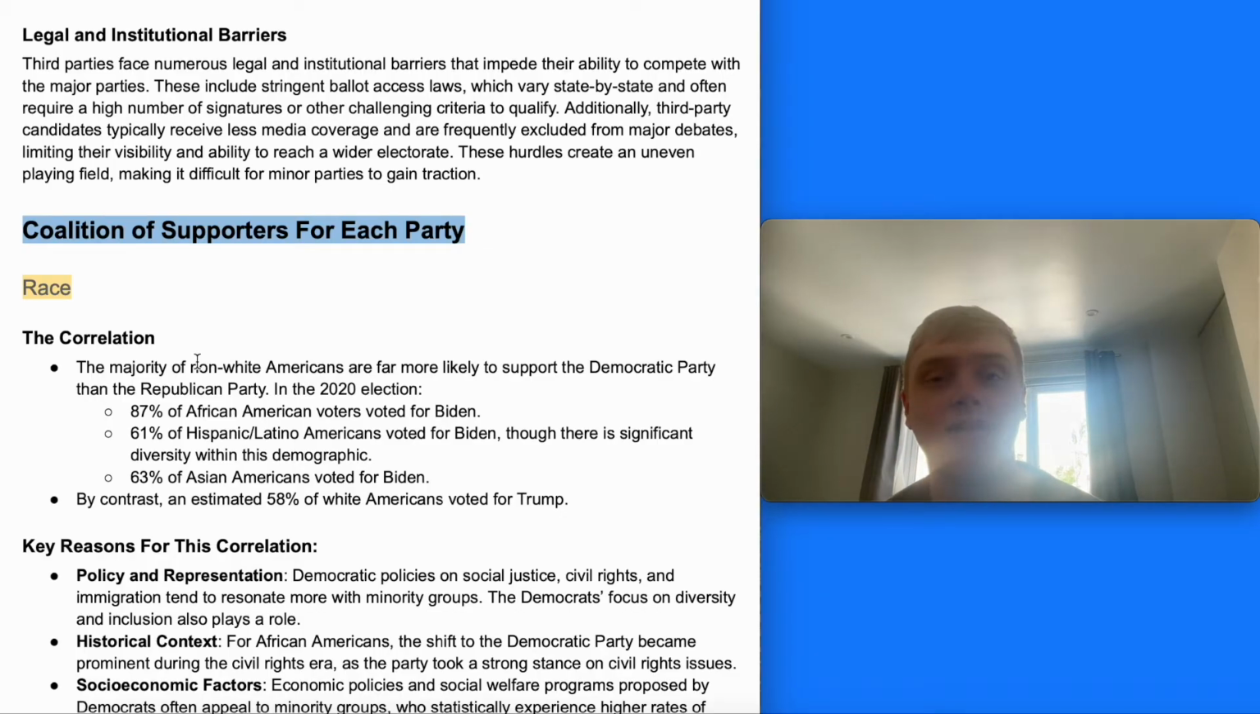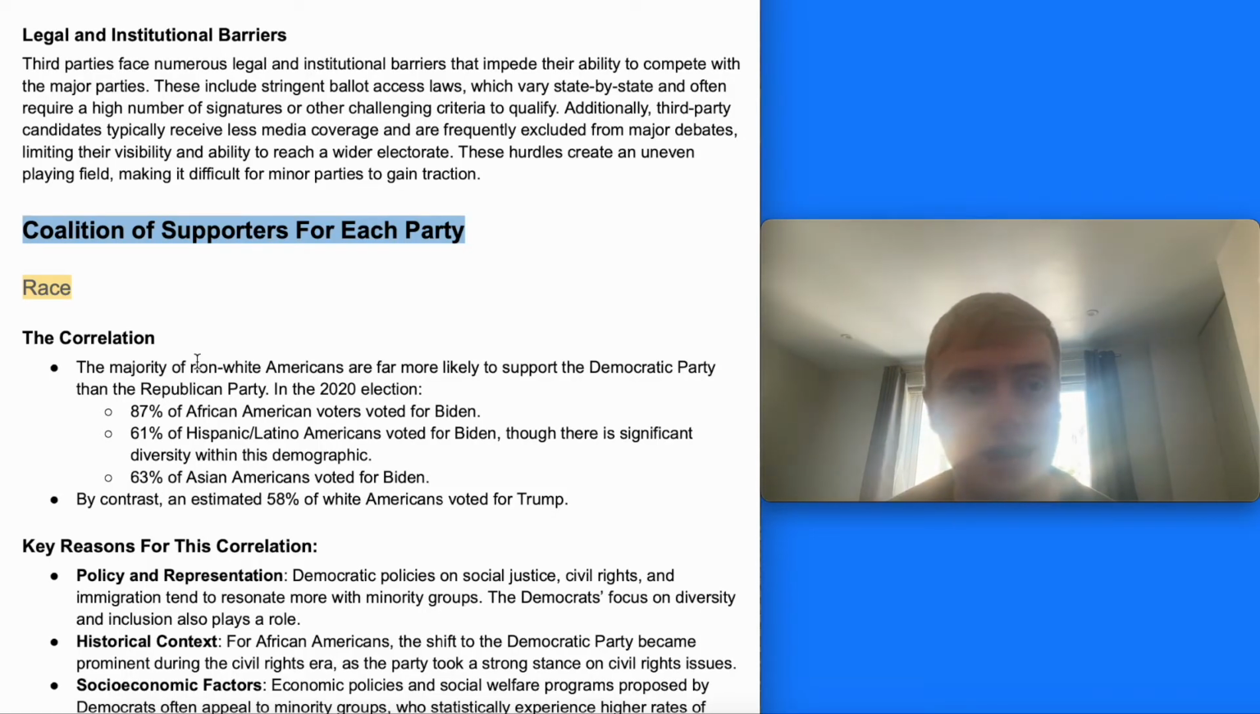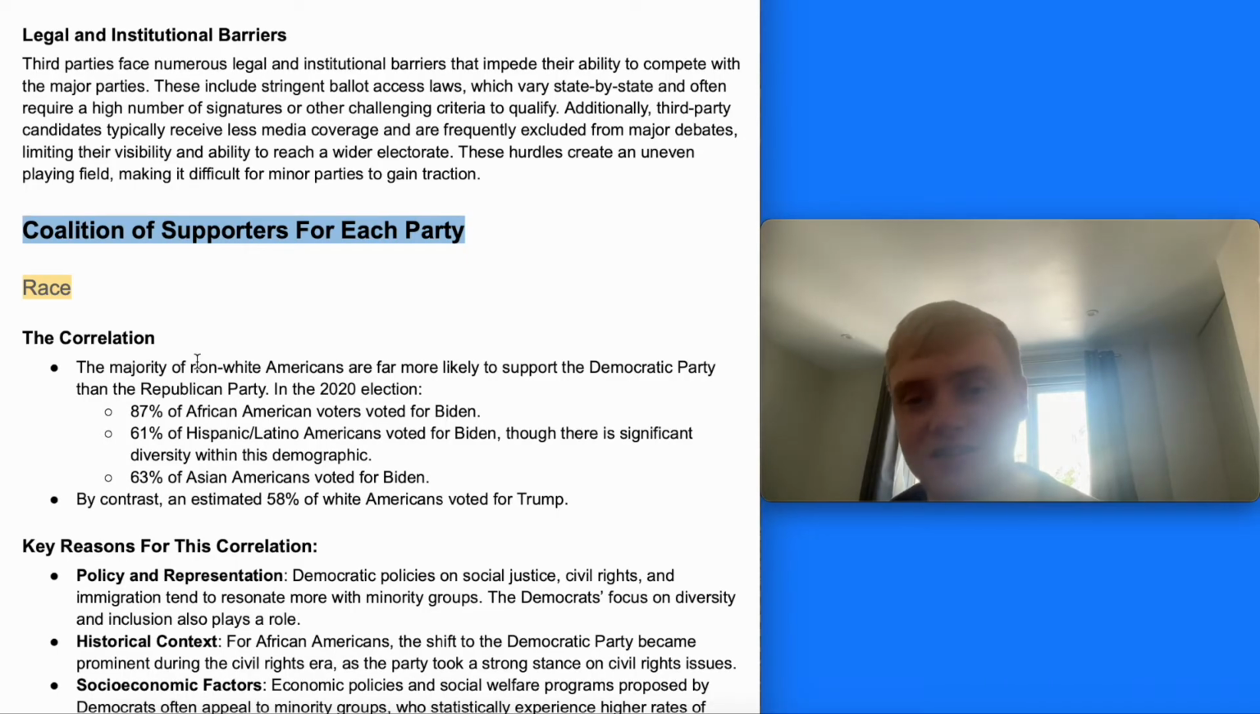There are also numerous legal and institutional barriers to third parties that impede their ability to compete with the major parties. These include stringent ballot access laws, which vary state by state and often require a high number of signatures and other challenging criteria to qualify. Additionally, third-party candidates receive less media coverage and are frequently excluded from major debates, limiting their visibility and ability to reach a wider electorate. These hurdles create an uneven playing field, making it difficult for minor parties to gain traction.